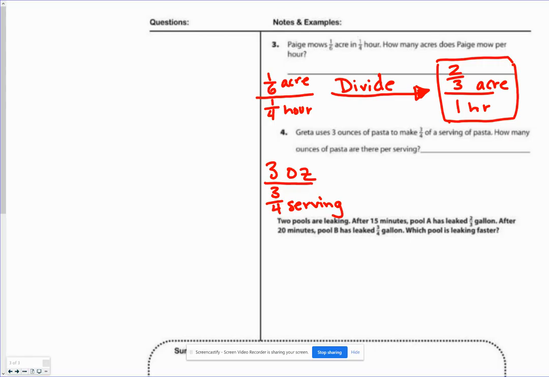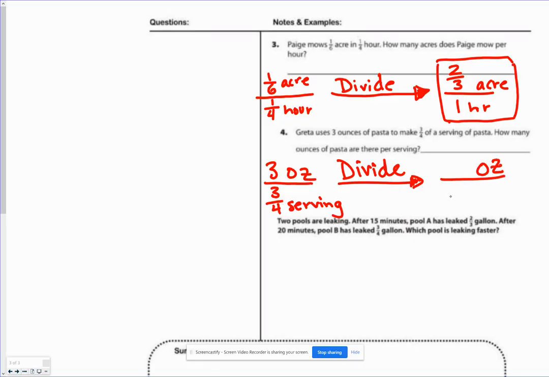Well, that's the problem. We don't have a 1 on the bottom, and we need a 1. How do we get a 1? Hopefully you said divide. Lots of dividing today. Okay, before I start though, I'm going to write my labels.